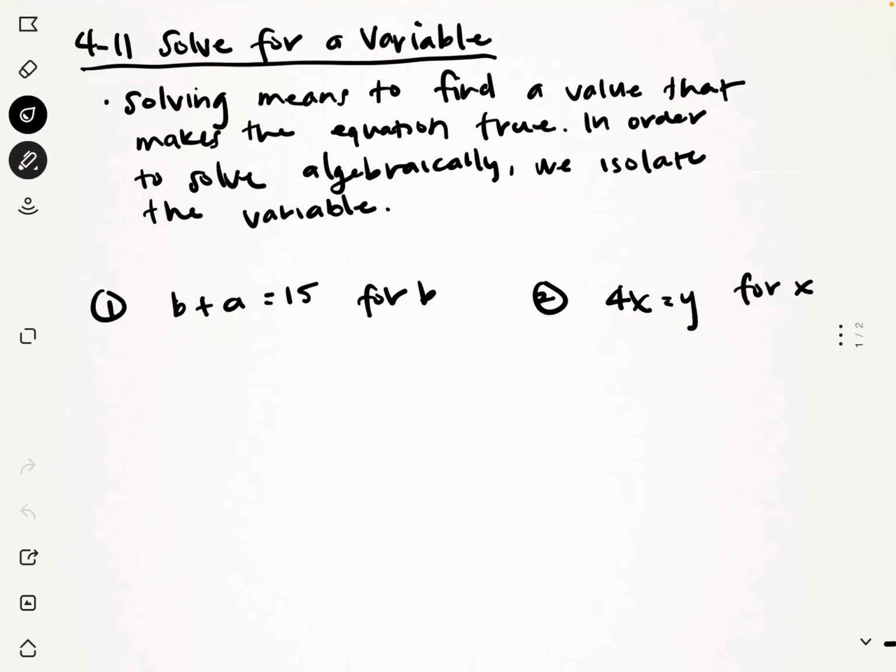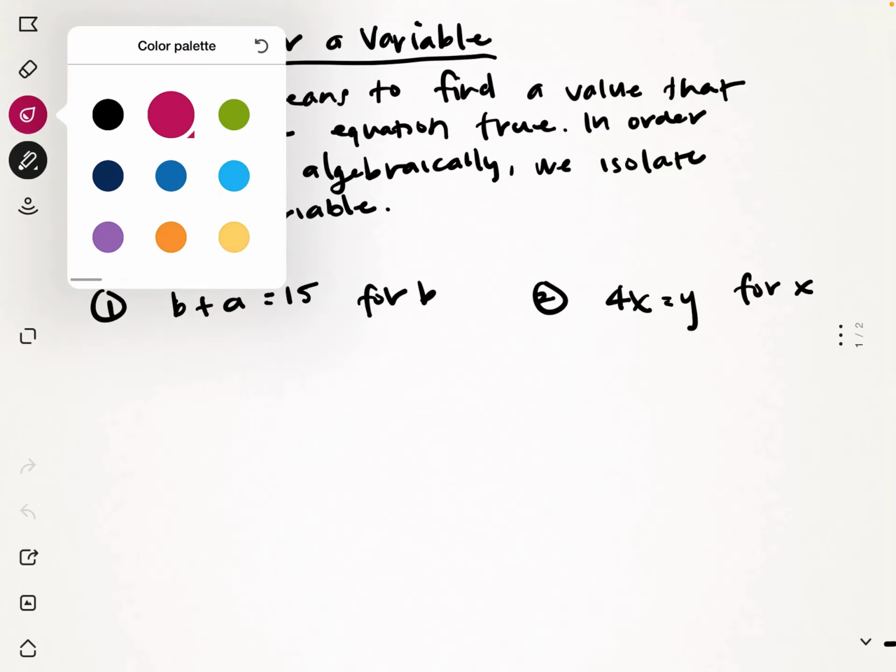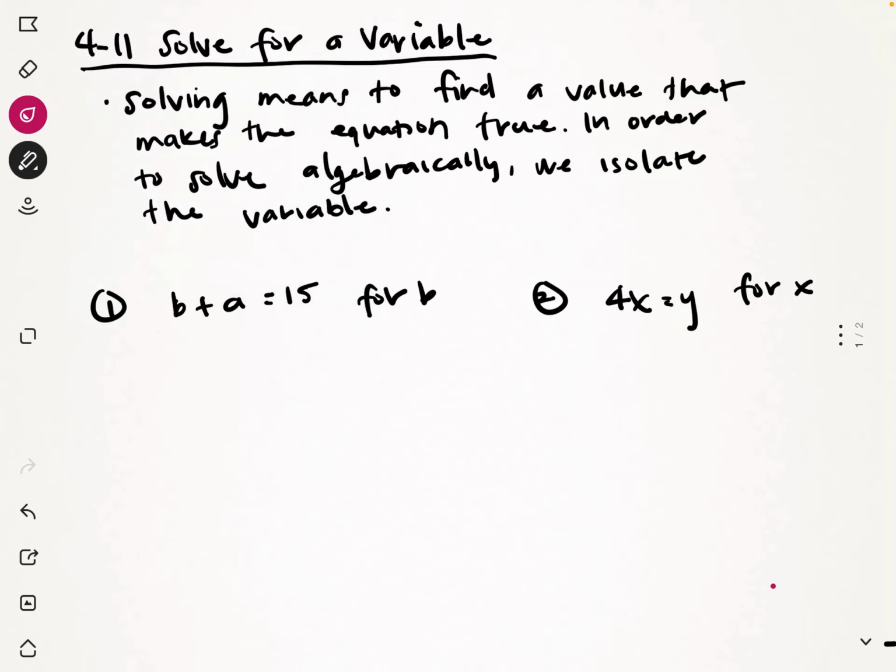Solving means to find a value that makes the equation true. So in order to do that algebraically, what we do is we isolate the variable, or we get it to one side. So even if we have literal equations like we have here, where we have more than one variable or just all variables, we can still solve using the algebraic properties.